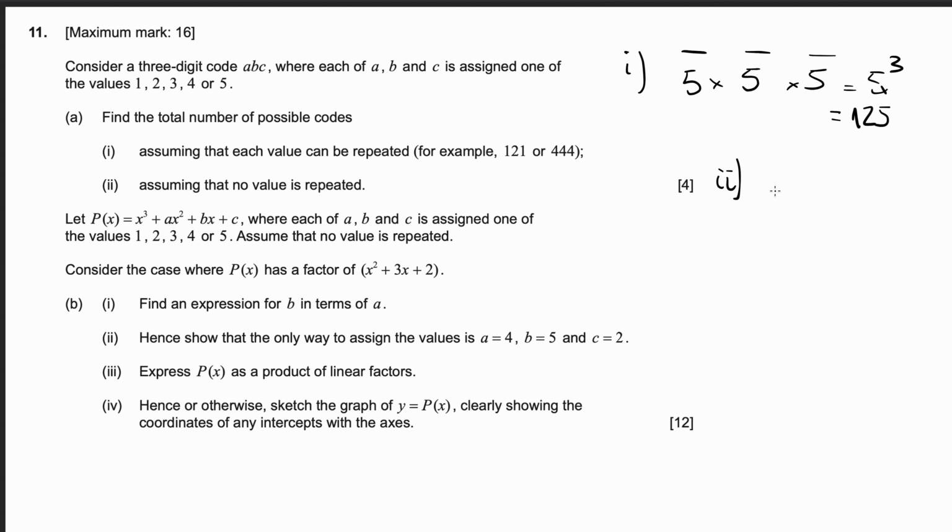Now part 2, assuming that no value is repeated. Again, 3 spaces. For the first digit you have 5 options, for the second digit you have 4 options, and for the third digit you have 3 options. So 5 factorial. No, not 5 factorial.